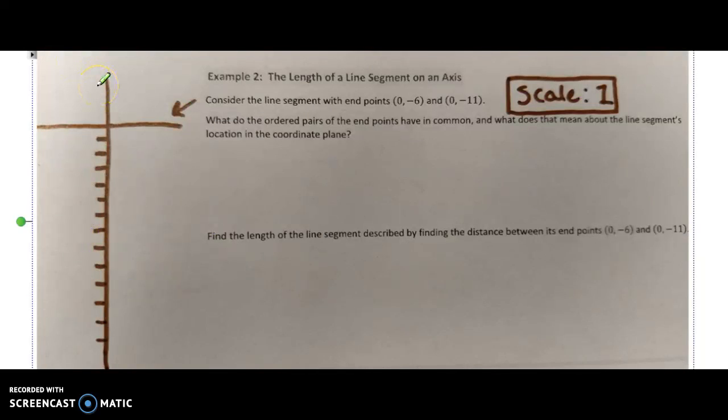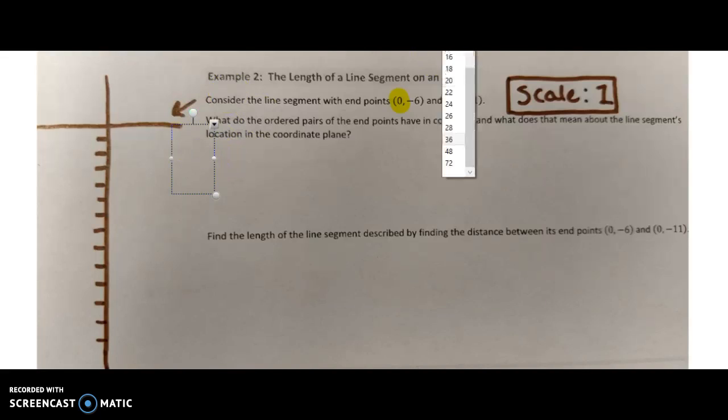Example 2, the length of a line segment on an axis. Consider this line segment with endpoints 0, -6 and 0, -11 with a scale of 1. What do the ordered pairs of the endpoints have in common, and what does that mean about the line segment's location on the coordinate plane? So once again, I'm looking for what they have in common, which means the same. So I'm noticing that they both have a 0 as their x-coordinate. So we're going to start off our explanation with that.